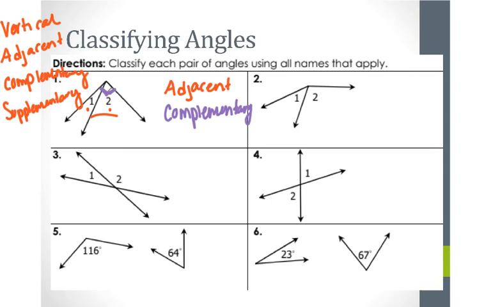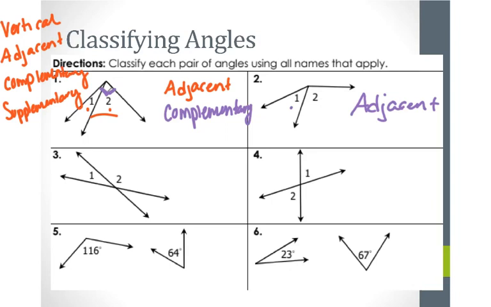Looking at number 2 now, they're just next to one another, so that tells me adjacent. They don't form a straight line, so they can't be supplementary. I don't see the little box to represent complementary, so they can't be that. And they're not vertical of one another. So in this case, it would just be considered adjacent.